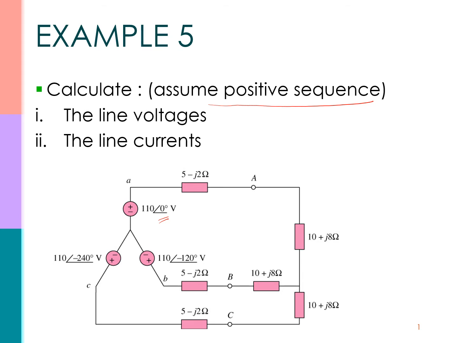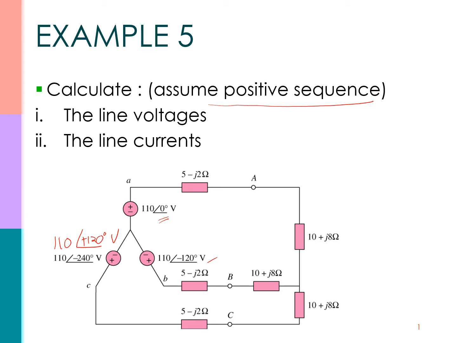So for VAN it is 0 degree, VBN will be minus 120 degree and VCN is plus 120 degree, or equivalent to minus 240 degree. You can also put it here as plus 120 degree volt. Calculate the line currents and line voltage for this YY system.